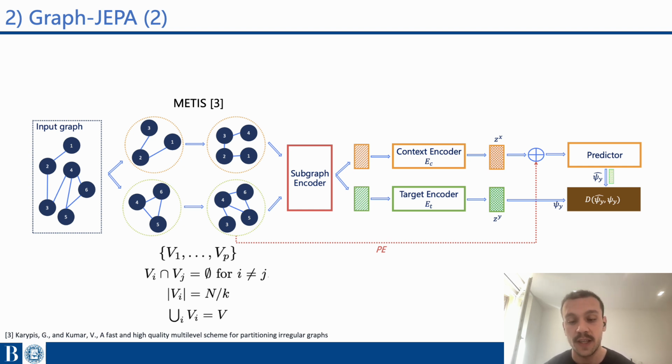So then your partition is a collection of these P subgraphs such that there are no nodes intersecting, right? So the nodes in each subgraph uniquely define the subgraph. And they all have a cardinality, ideally, that is essentially the number of nodes divided by, oh, sorry, there's an error here, that's supposed to be a P, not a K. And of course, you want to make the partition such that the union of all partitions gives you your graph.